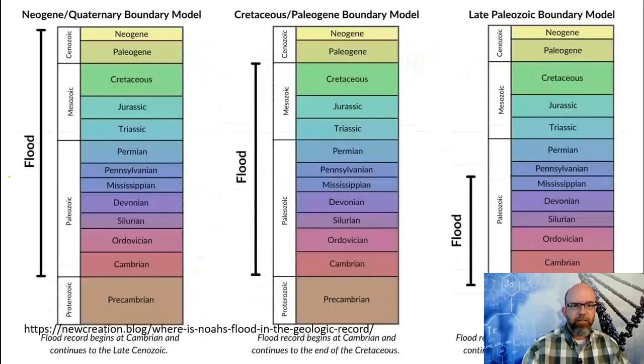I'm showing this because I'm going to use three of their graphics in order to illustrate the three primary views, or three primary positions, or I'll say models, that young Earth creationists have come up with to try to explain where the flood rocks are. So let's start over here with the Neogene Quaternary boundary model. The Neogene is right up in here, this very top layer of the rock layer, representing in traditional chronology just the last few million years.